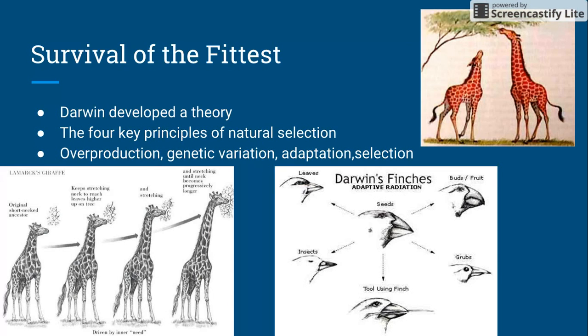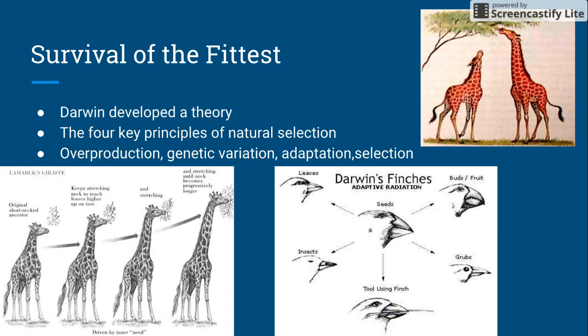Survival of the fittest. Once Darwin returned home, he reviewed the notes he took on the sea and developed a theory. The theory stated that the strongest of a species survives, then the weaker die off, thus increasing the entire species' chance of survival. This is called natural selection. The 4 key principles of natural selection are overproduction, genetic variation, adaptation, and finally selection.